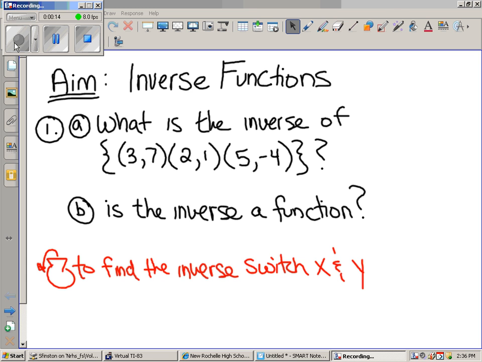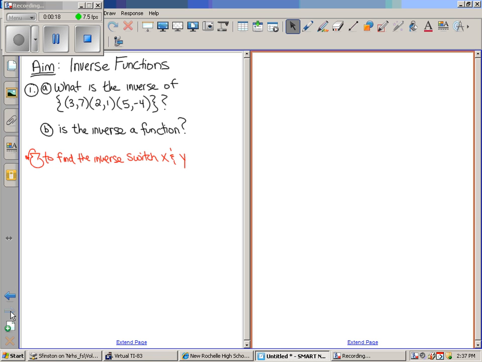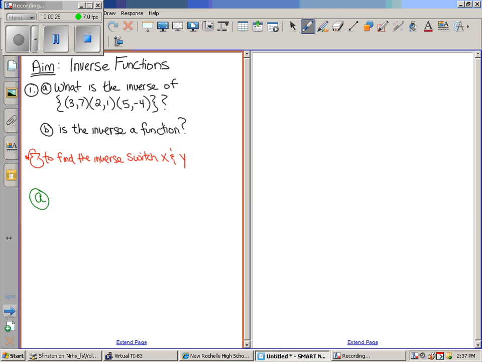What do I mean? Let's go dual screen, right? I'm going to write the answer to this question in green. What happens when you switch them? It becomes, yep, good, -4, 5. That's the inverse. That's it.